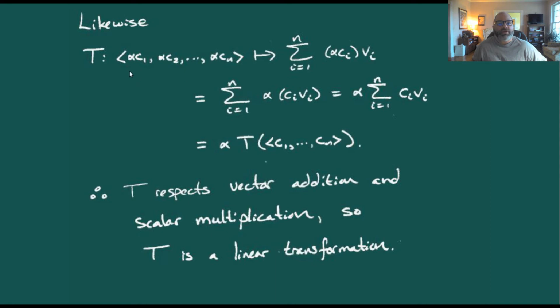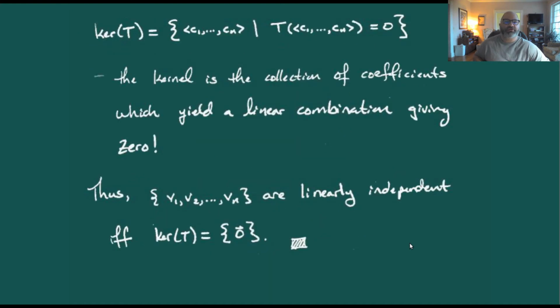If we do the same thing for scalar multiplication, a scalar times that vector just does it component-wise. We apply T, so we get alpha c_i times v_i. Again, this next step is another property, associativity of scalar multiplication, so that's the same as c_i times v_i times alpha. We factor out our alpha, and so we get alpha times T applied to our original vector. So that shows that T respects vector addition and scalar multiplication, so T sure enough is a linear transformation.